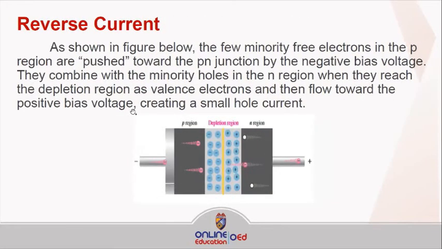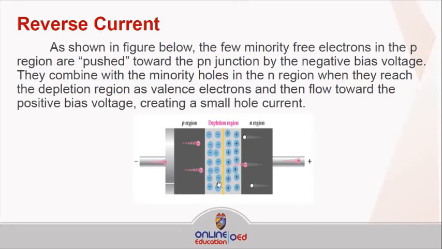Okay, sa reverse current, ano naman yung tinatawag nating reverse current? Sa reverse current, as shown in the figure below, the few minority free electrons in the P region are pushed toward the PN junction by the negative bias voltage. Then they combine with the minority holes in the N region when they reach the depletion region as valence electrons and then flow towards the positive bias voltage, creating a small hole current. Ito yung nangyayari kapag nagkakaroon ng reverse current.